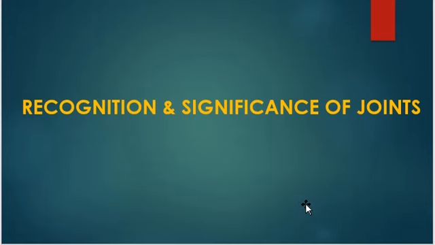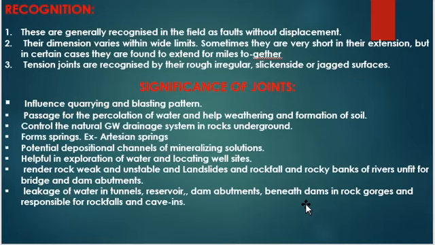So next, what is the significance of joints, and how do we recognize joints in the field? Joints are recognized generally in the field as faults without displacement. Their dimensions vary within wide limits. Sometimes they are very short in extension, but in certain cases they are found to extend for miles together. Tension joints are recognized by their rough, irregular or jagged surface.